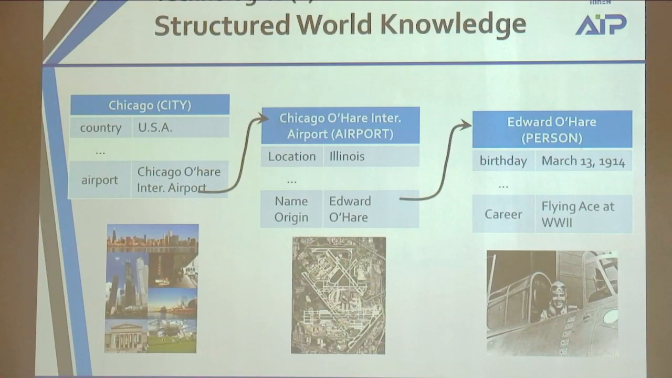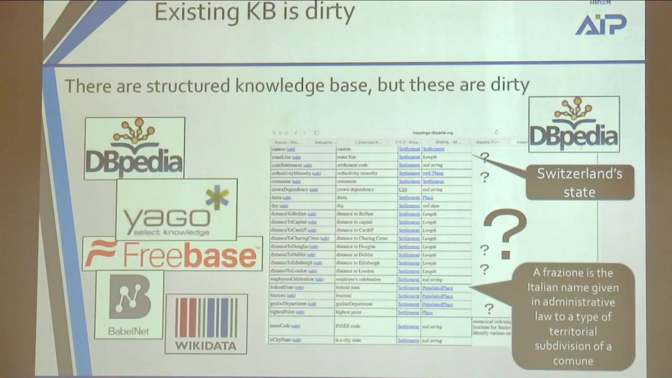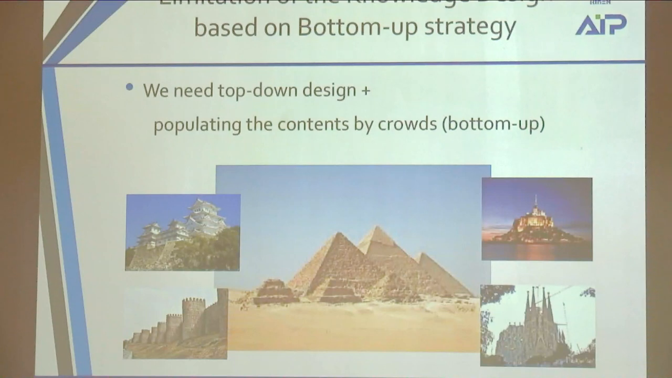So this is exactly what we are talking about. People say, oh, there is knowledge like that in Wikipedia, YAGO, Wikidata, etc. But for example, this is Wikidata, the Wikipedia, very noisy. Why is it noisy? Because I believe the knowledge design is also done in a bottom-up manner. Crowds are designing it, so it's messy. So we have to have a top-down design and bottom-up creation of the contents.